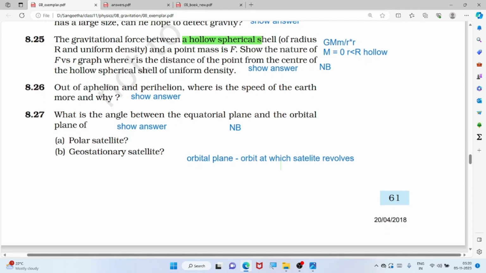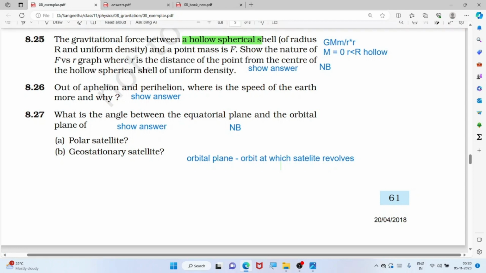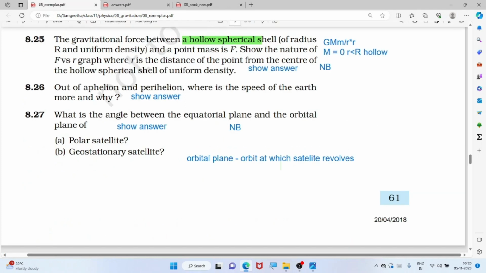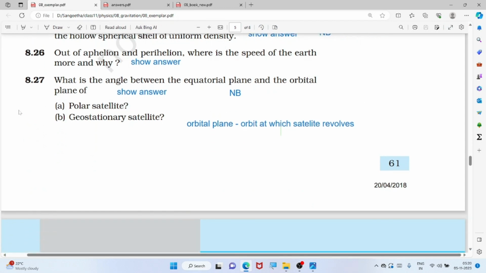Out of aphelion and perihelion, where is the speed greater? The point which is near to the Sun. At perihelion, because the Earth has to cover a greater linear distance to keep the areal velocity constant. This is based on Kepler's second law, the law of areas.